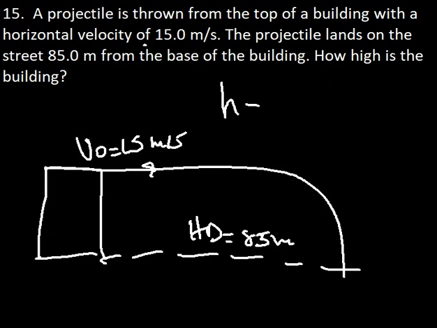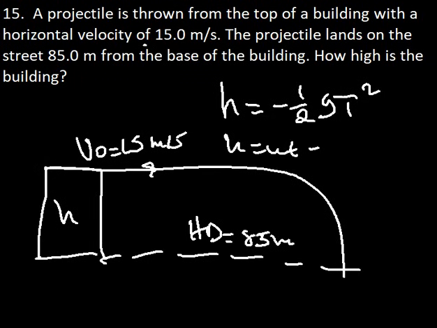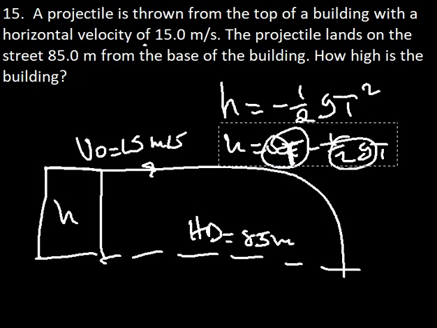The height of the building, which is h, is given as negative half g t squared, because from the displacement formula, height is equal to v0y t minus half g t squared. But since the initial velocity along y is 0, the first term is 0, and we'll just remain with that one. So keep that in mind.